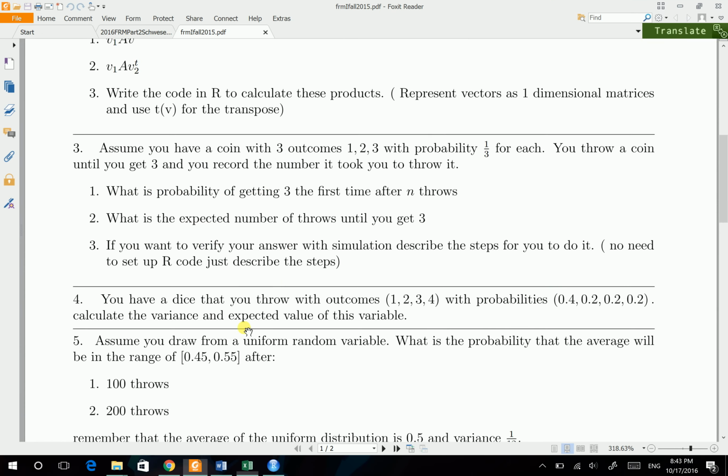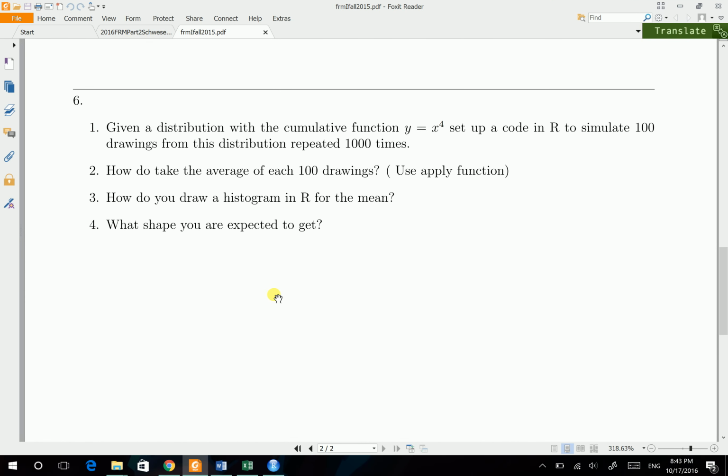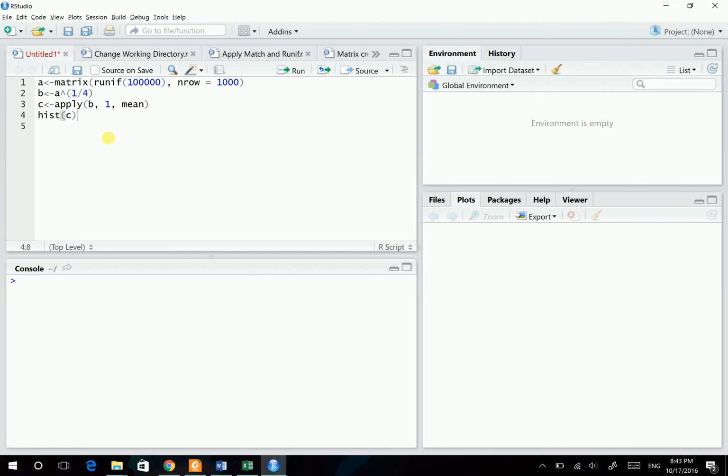The second part is question 6. Question 6 is a simulation question. The R code here is not that hard. This is all the R code you need for this question. Some of you asked me why here it is a to the power of 1 over 4. Then I will explain it.